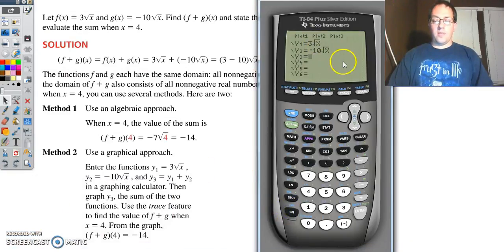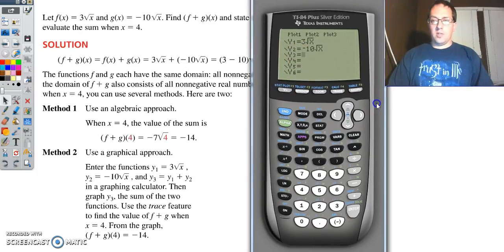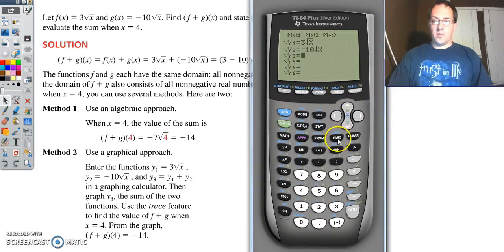All right, so I've already got them in y1 and y2. What we need to do is y3. And so to get f of x and g of x in there, what we're going to do here, vars, this is on a TI-83. If you have something different, you have to figure out where it is. Go to y vars, this is a function, and we want to put this in y1. We want to use y1. So there's y1. We want to add it to y2. So vars, y vars, function, and we want y2.